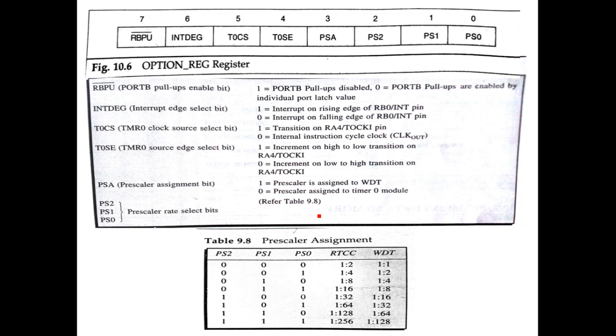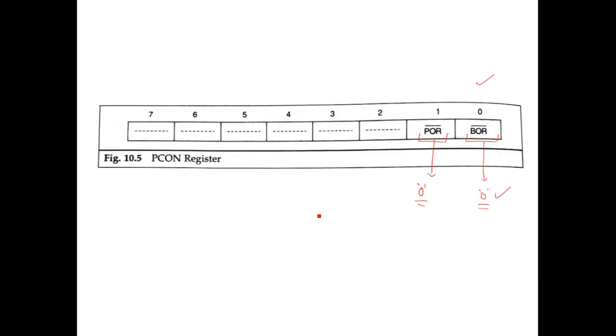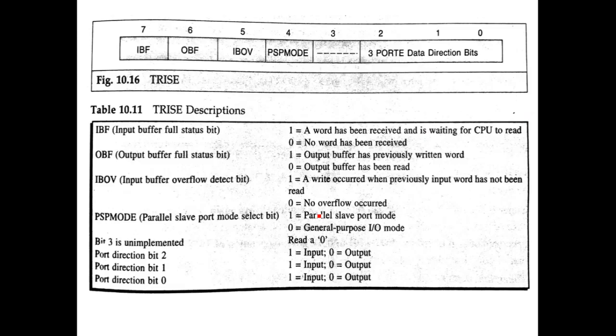Now we'll go to the next set of SFRs. Instead of going through them one by one, let's go as per the different functional blocks. Now let's discuss the IO section.